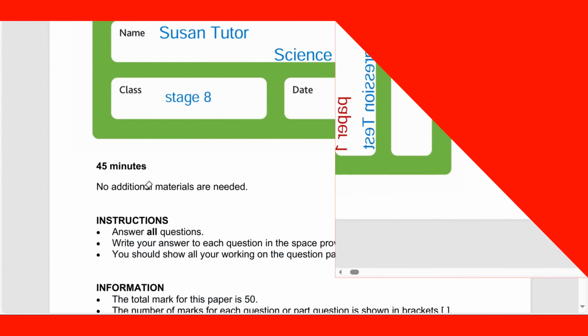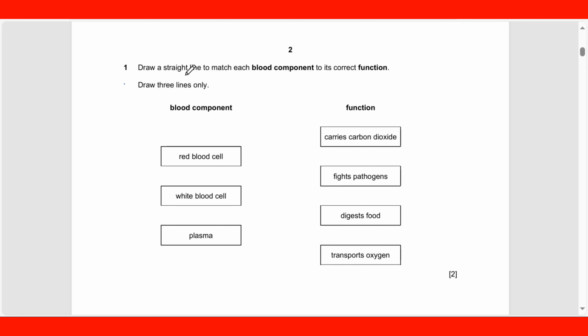Let's get started. Question 1. Draw a straight line to match each blood component to its correct function. Draw 3 lines only. Blood component: red blood cells, white blood cell, plasma. Function: carries carbon dioxide, fights pathogens, digests food, transports oxygen. Well, timer starts now.